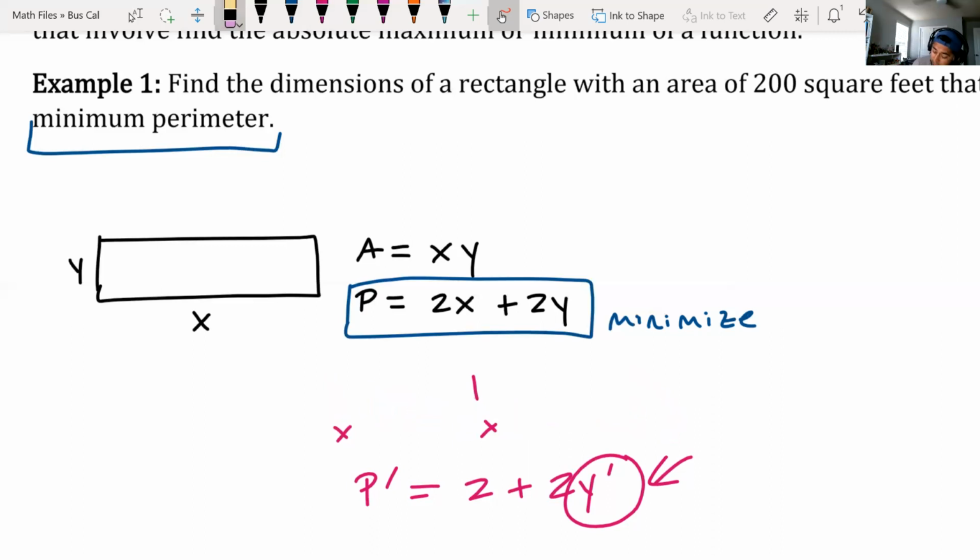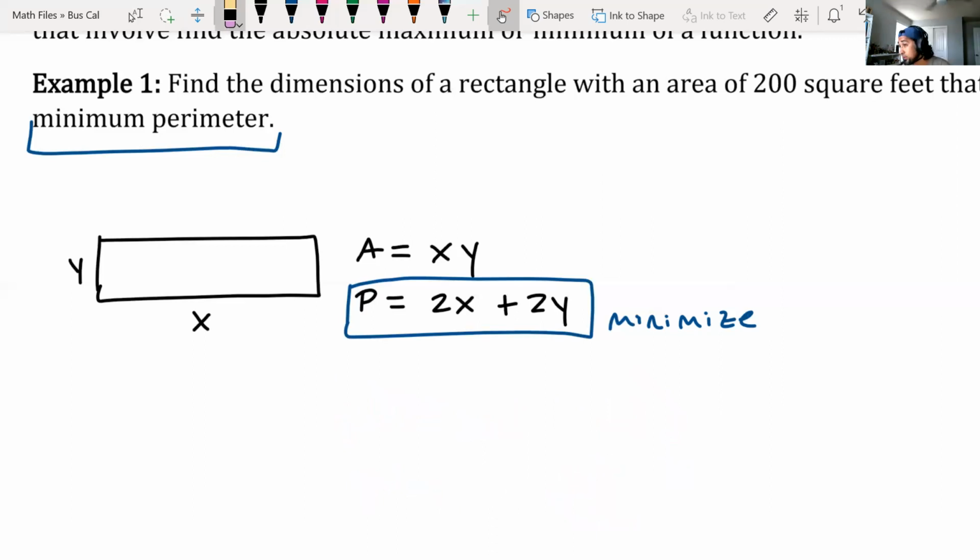With optimization problems, we're always going to have to make a substitution. Our goal is to get rid of this y by making a substitution. So that's what we're going to call step 1: make a substitution.